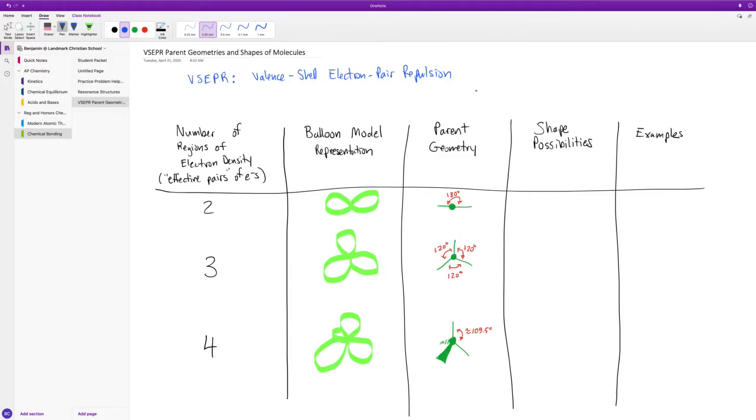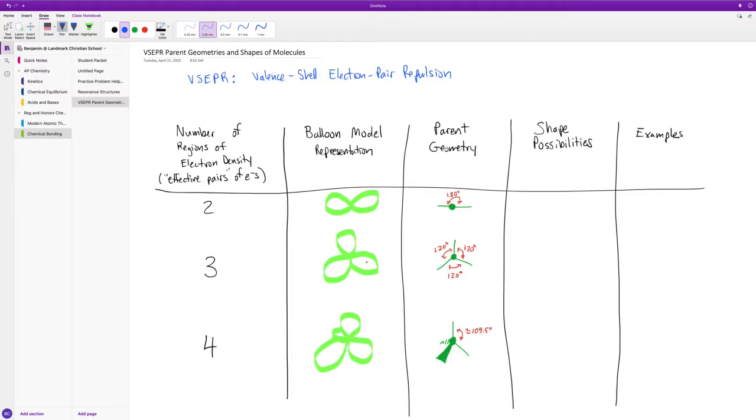Electrons are negatively charged particles. And around the central atom of a molecule, you're going to find a lot of electron pairs, lone pairs or bonding pairs. And those electron pairs repel each other. And because of that, the shapes of how the atoms are connected to one another are going to result in very predictable geometric patterns.